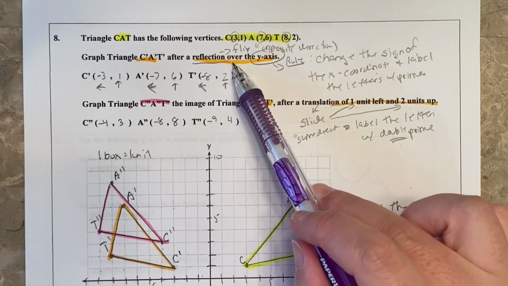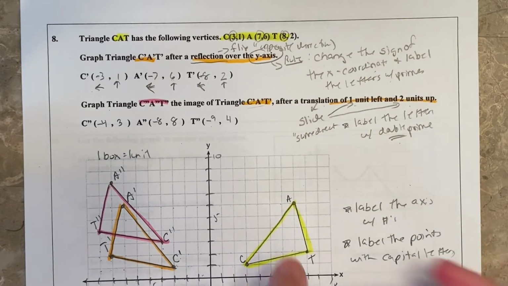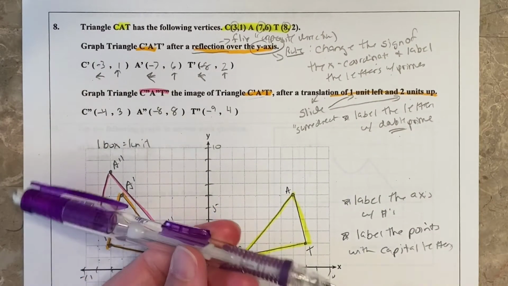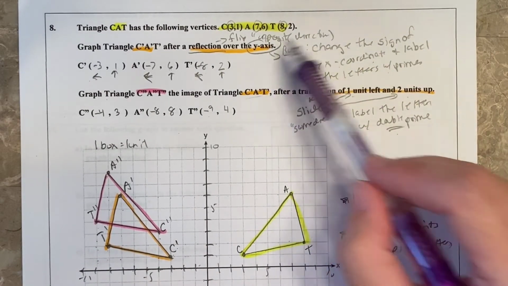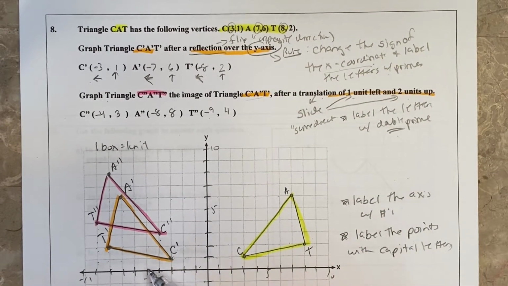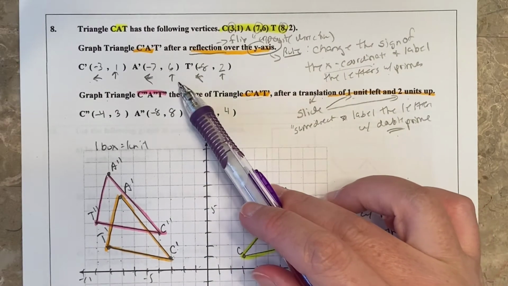So again, we did the reflection, which is the flip, right? This one basically just got flipped over. And to do that, either you do the rule, which is change the sign of the X, right? Reflect over the Y, change the X. Or you could do the counting way. And we got all of those coordinates.